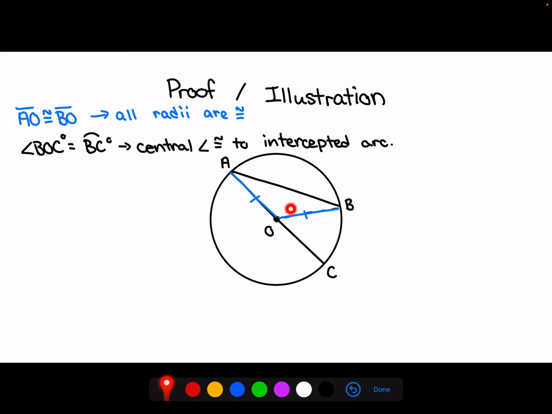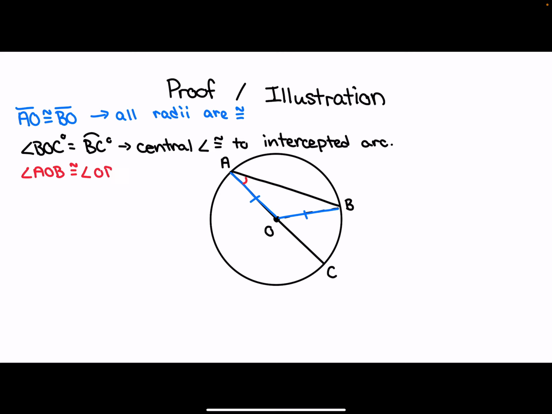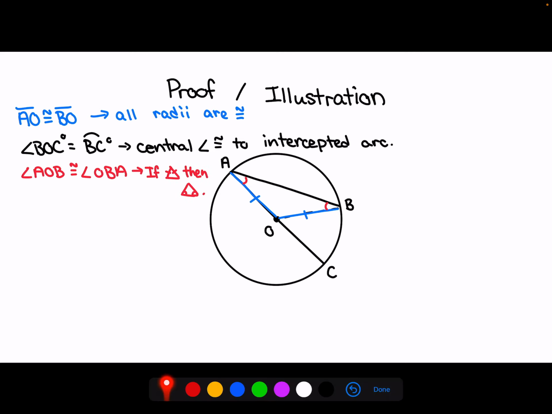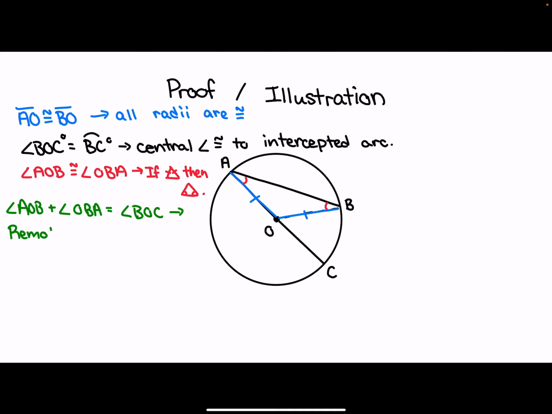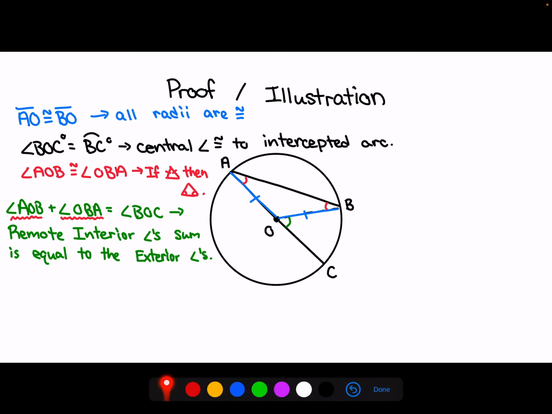Further, since this is an isosceles triangle based upon the radii being congruent, I can therefore say that angle OAB is congruent to angle OBA. So those two angles are congruent, because if the legs are congruent, then the base angles are congruent. From there, we're going to use that theorem that we talked about earlier. Angle A and angle B are remote interior angles. So if I add those two remote interior angles together, it will equal our exterior angle, angle BOC, because the remote interior angle sum is always equal to the exterior angle.